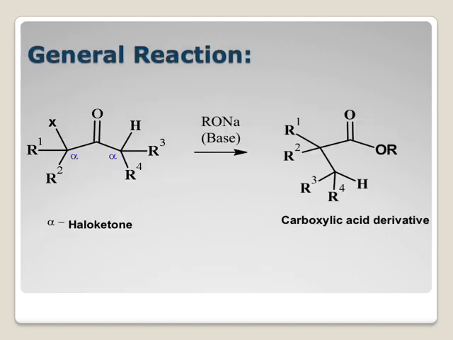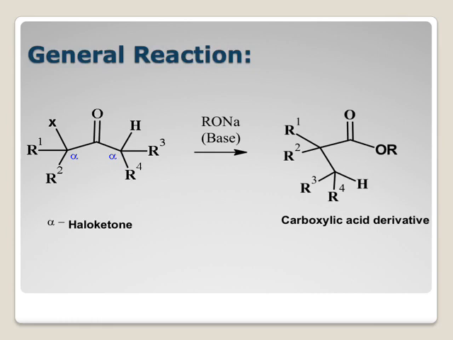This is the general reaction where we have an alpha haloketone, and in presence of a base it leads to formation of a carboxylic acid derivative. Here in base I have given the example of alkoxide ion. Instead of alkoxide we can take sodium hydroxide or potassium hydroxide also. In that case our product will be carboxylic acid. If we use amines, then the product will be amide.